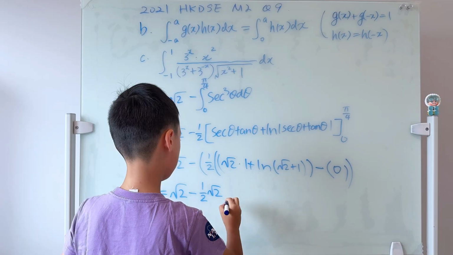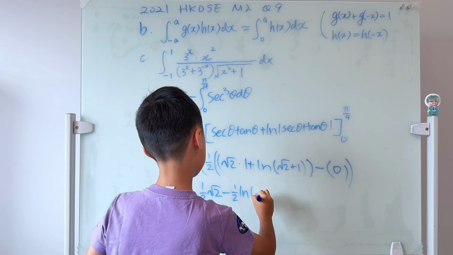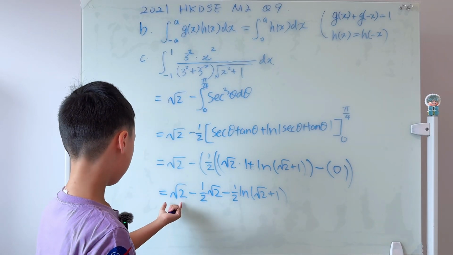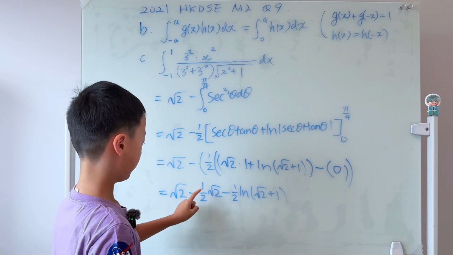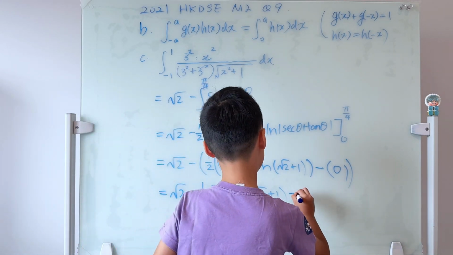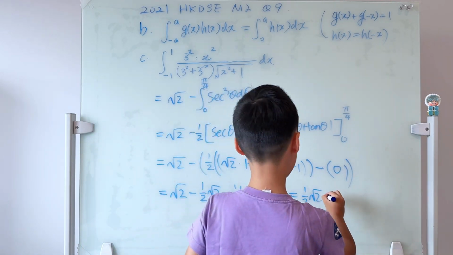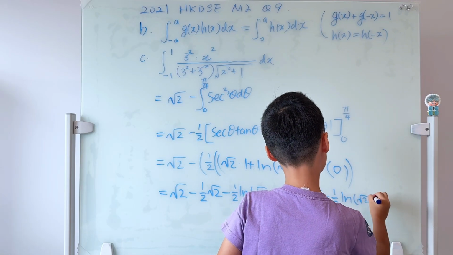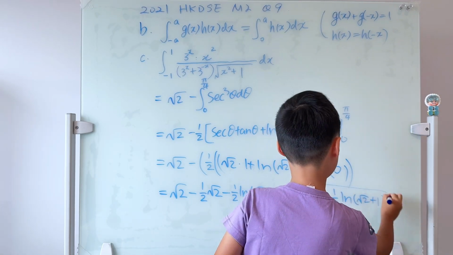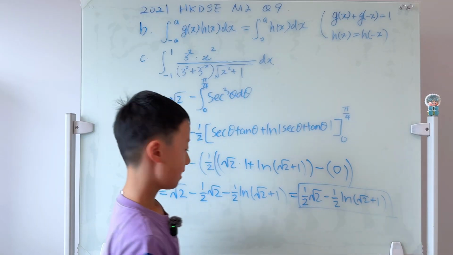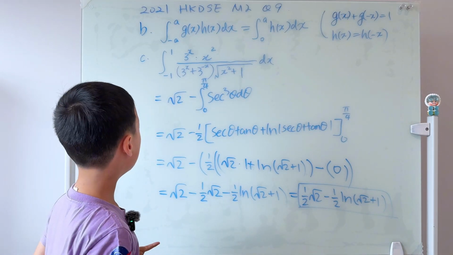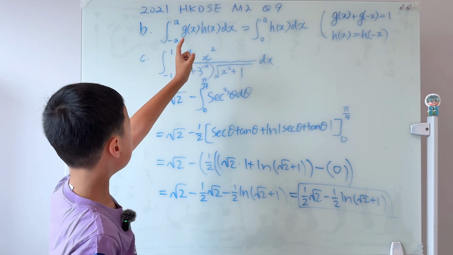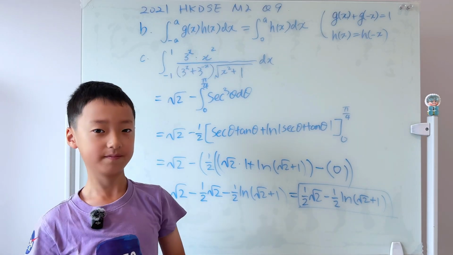So 1/2 square root of 2 minus 1/2 ln square root of 2 plus 1. And we know that this is basically saying 1 times square root of 2 minus 1/2 times square root of 2. So it's just 1/2 times square root of 2. So equals 1/2 square root of 2 minus 1/2 ln of square root of 2 plus 1. And that is the final answer of the 2021 HKDSE M2 question 9.